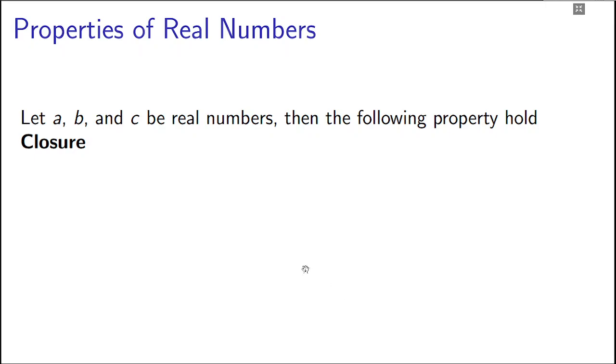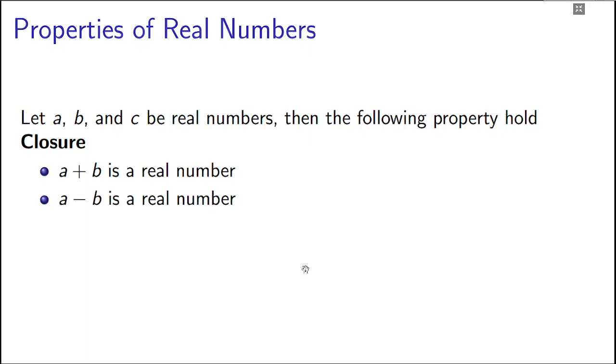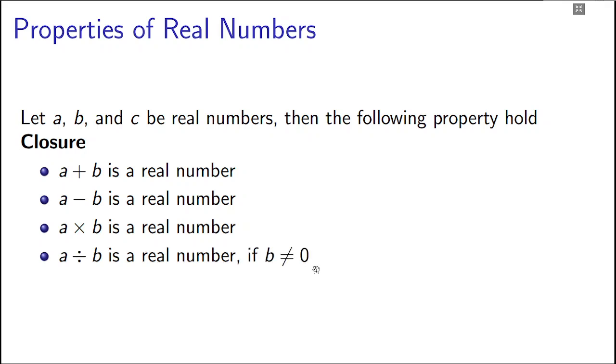Again, we're picking up three real numbers. Now, closure, remember, talks about the real numbers being closed. So when we add two numbers, we end up with a real number. And when we subtract, again, we end up with a real number. Similarly for multiplication and division. Now, as a note, you cannot divide by 0. That's undefined behavior. So here we're restricted to positive and negative real numbers when we divide.